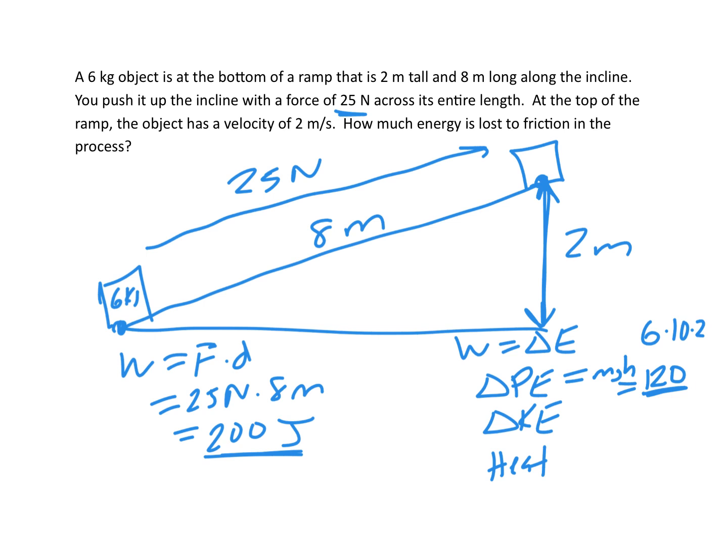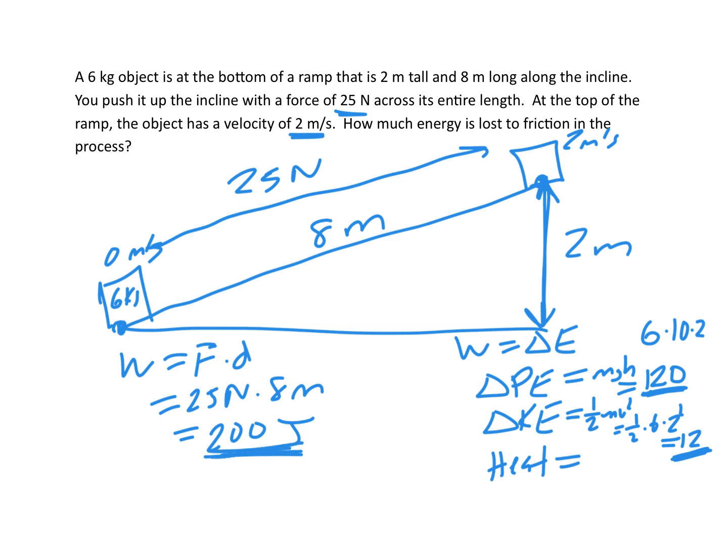because it started with 0. It says that it now has a velocity of 2 at the top of the ramp. So it had a velocity of 0 when it started, and now it's moving 2. And so since it had 0 kinetic energy to start, the change will just be the new kinetic energy, 1/2 mv squared. So 1/2 times 6 times 2 squared. 2 squared is 4, times 6 is 24, half is 12. So I have 120 for potential and 12 for kinetic.